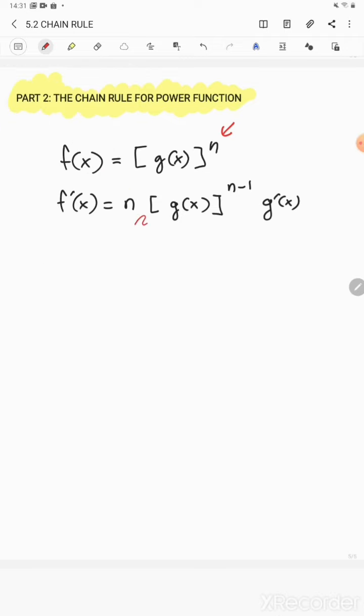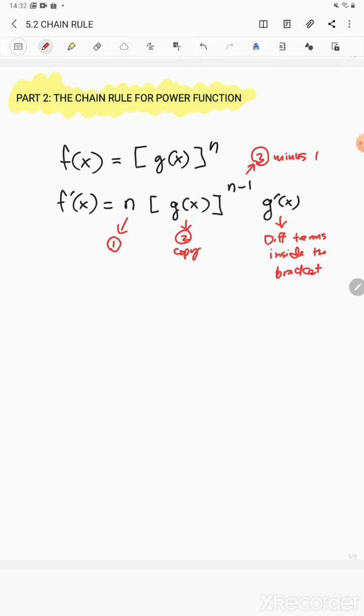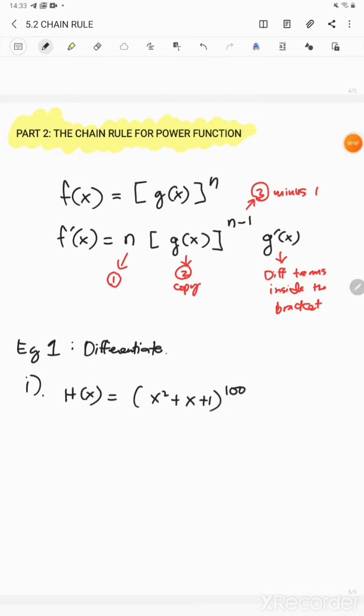To simplify this, number 1, bring n to the front, and then number 2, you just copy all terms inside the bracket, and then number 3, you have to minus 1 for the power, and number 4, you have to differentiate terms inside the bracket. So I hope you remember these 4 steps. This is what we call chain rule for power function. Now we have example 1.